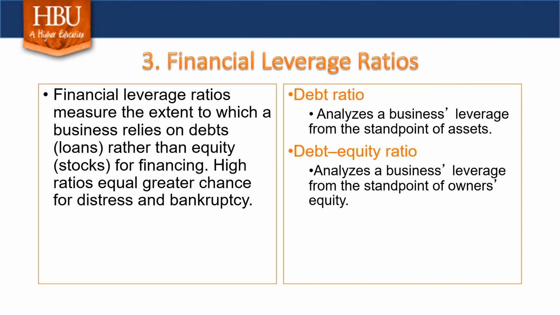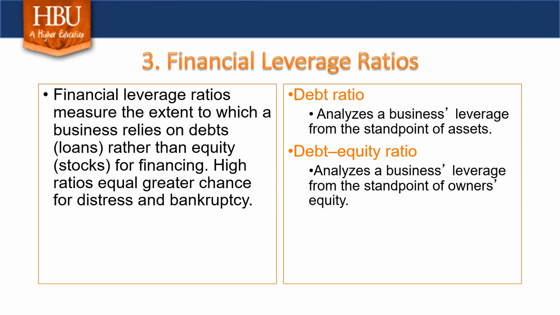The third type of financial ratio we are going to consider are financial leverage ratios. These types of ratios have both a positive and a negative aspect. A financial leverage ratio is one that measures the extent to which the business relies on debt, which we're going to think about as the negative ratio, rather than equity, the positive ratio, for financing. High ratios equal greater chance of bankruptcy or distress.